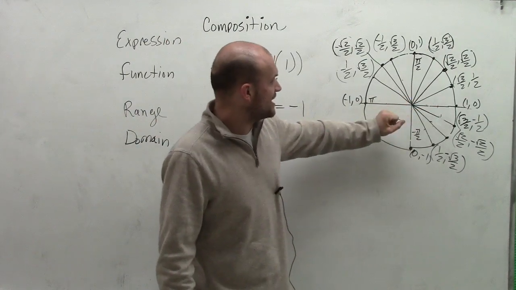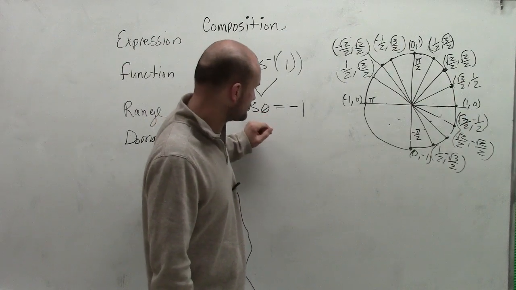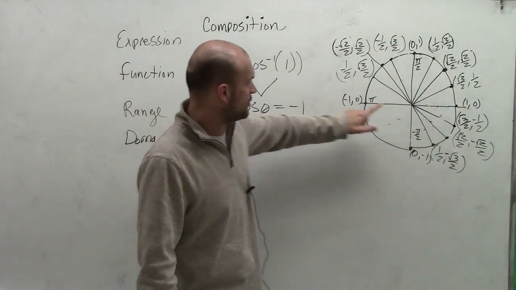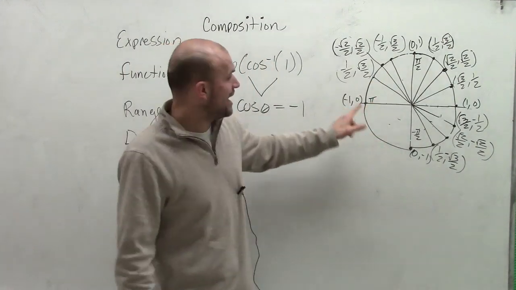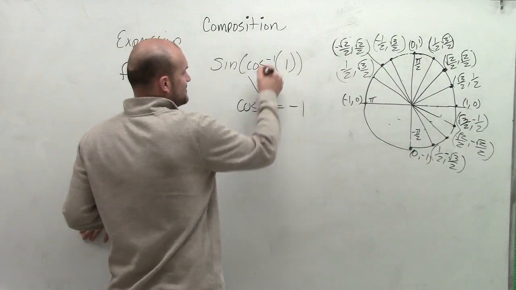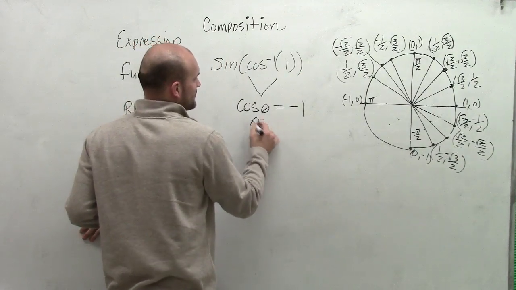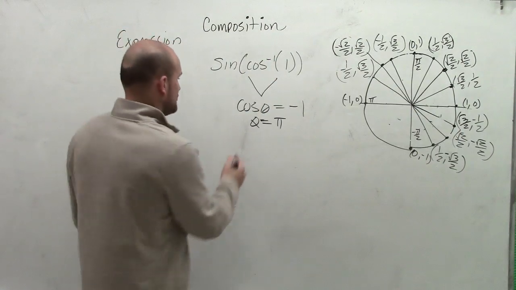Well, remember the cosine value is dealing with your x value, which would be -1. So I look at this angle and I can say that at cosine of pi, I have my x value equals -1. So therefore, this evaluates to theta equals pi. Therefore, the inverse cosine of 1 is equal to pi.